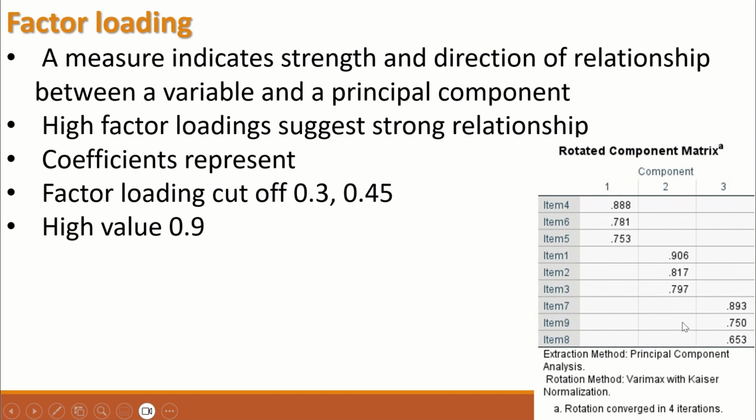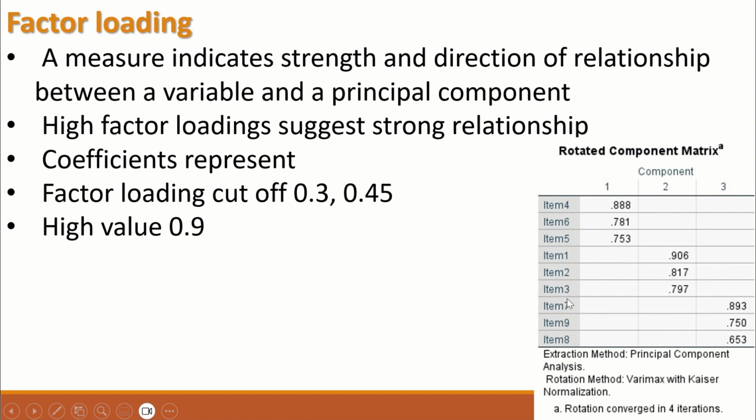As shown here in the table extracted from a principal component analysis using a varimax method for rotation, these 9 items have been grouped into 3 components, component 1, 2, and 3, as shown in this rotated component matrix. The first component has 3 items. These 3 items, item 4, 6, and 5, load together on that component, and the factor loading scores are 0.88, 0.7, and 0.7. So those 3 variables load into that component.